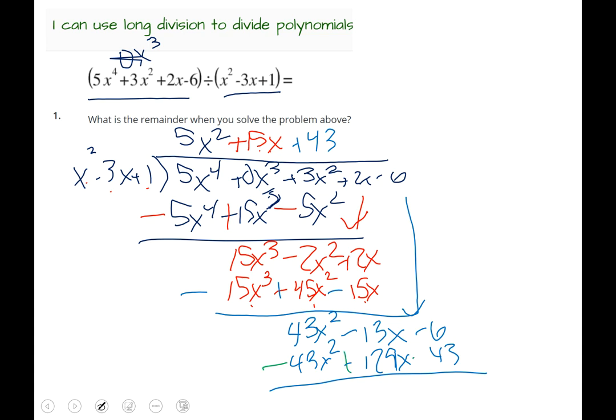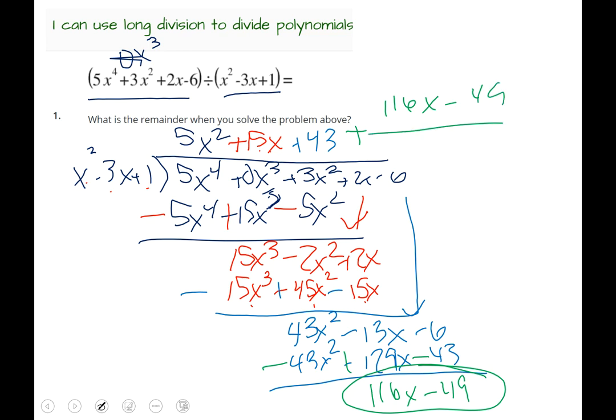So minus, plus, minus. 43x squared minus 43x squared is 0. Negative 13x and 129 is 116x. And then negative 43 and negative 6 is negative 49. Technically, this is all you need to type in for the test. The official way we would write it would be plus 116x minus 49 over x squared minus 3x plus 1.